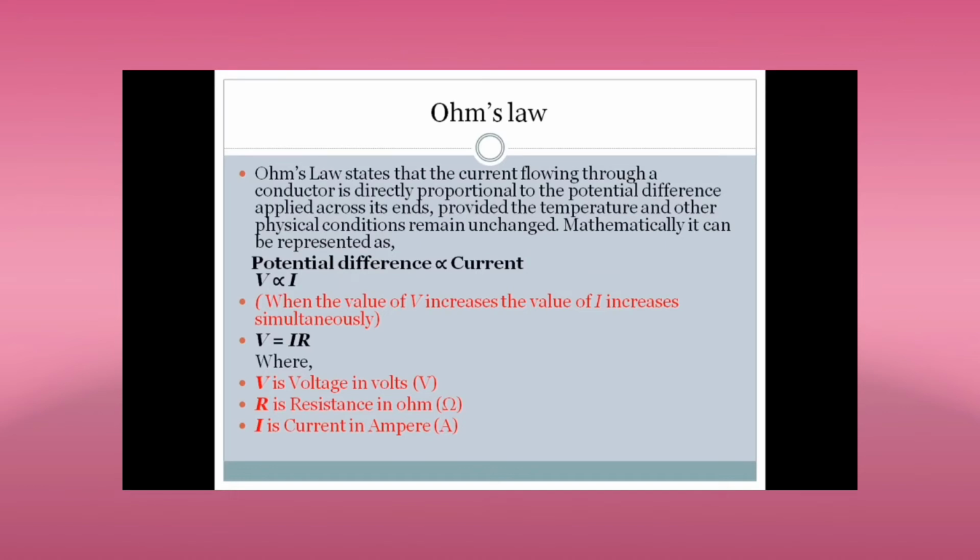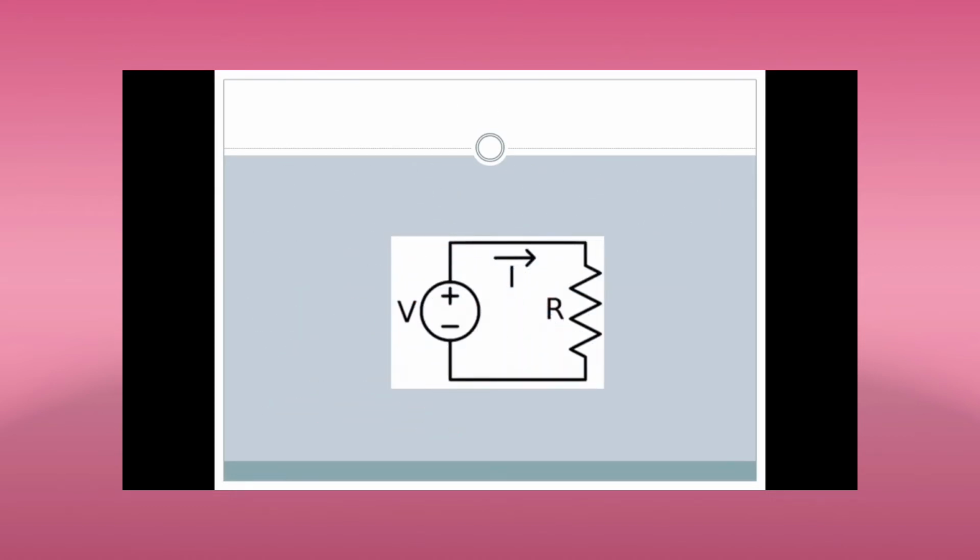Removing the sign of proportionality, we put a constant R. This constant R is called the resistance of the conductor. So we get the expression V is equal to IR. This is a circuit where a potential difference is applied, and due to this difference in potential, current flows in the circuit.